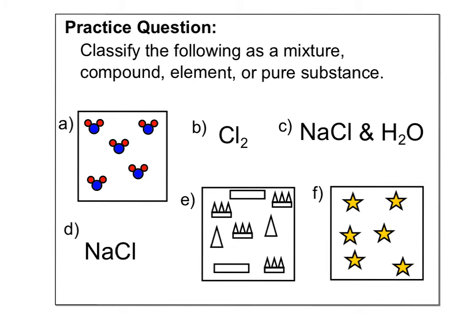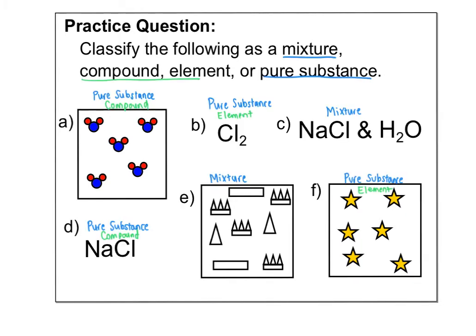So pause the video and you're going to classify mixture, compound, element, or pure substance. So let me talk through my process. First, I told you right off the bat, we need to decide if something's a mixture or a pure substance. If you're telling me that something's a mixture and a compound or a mixture and an element, that's not true. So let's start with the blue.